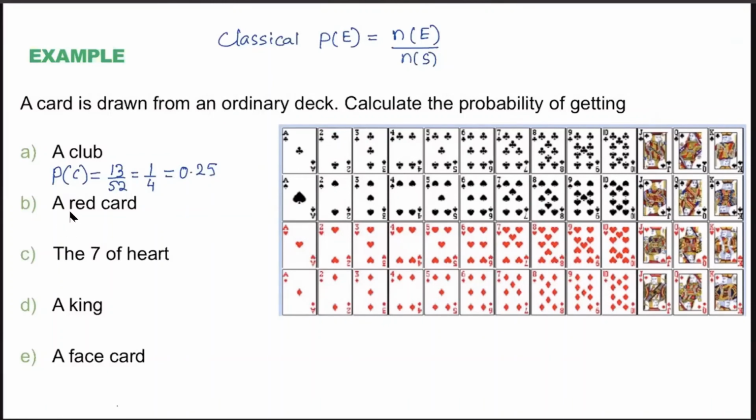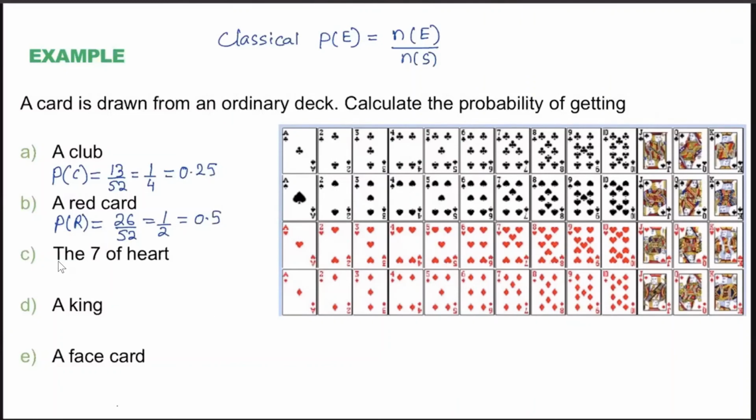Next, we have to find the probability that it's a red card. How many cards are red? Here we have 13. Here we have 13. 13 plus 13, 26 out of 52. 26 out of 52 is the same as 1/2 or 0.5. Again, you can see the probability is between 0 and 1.